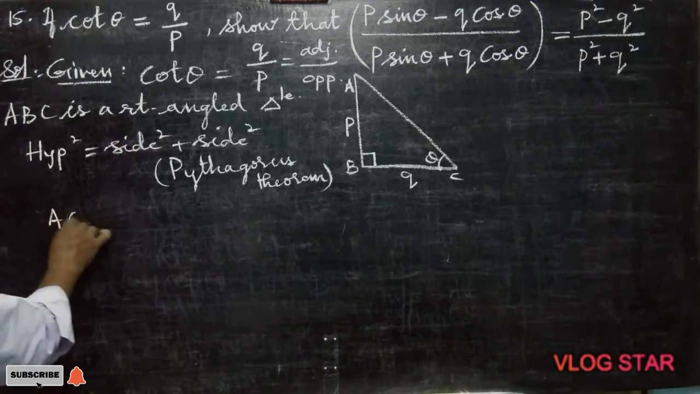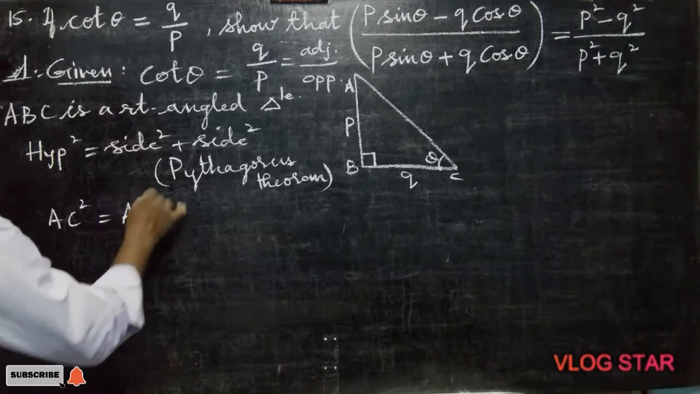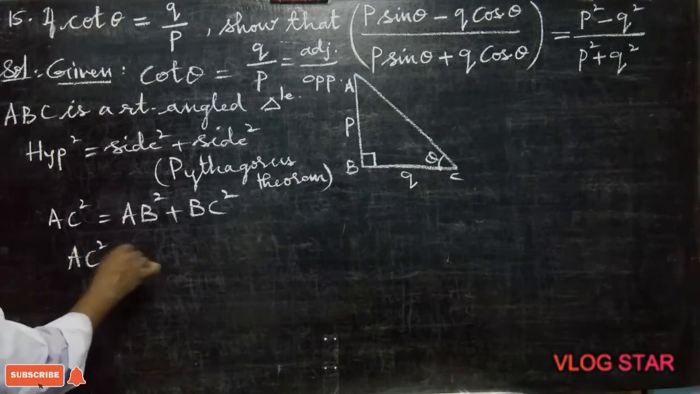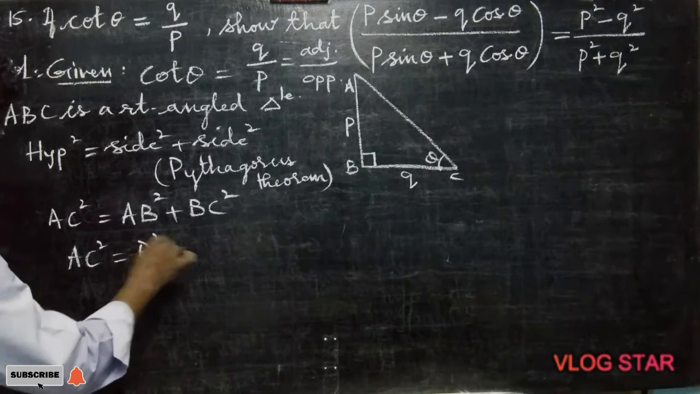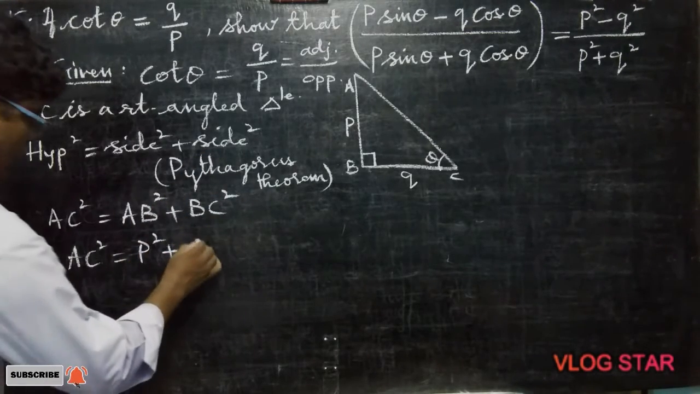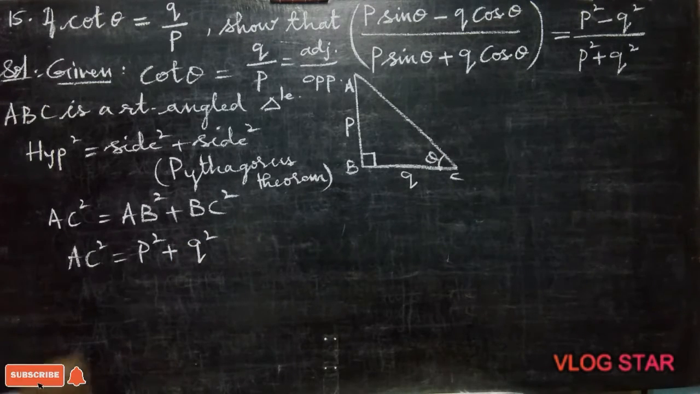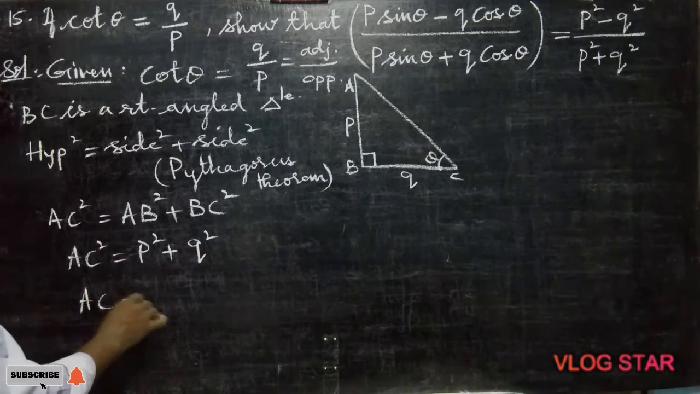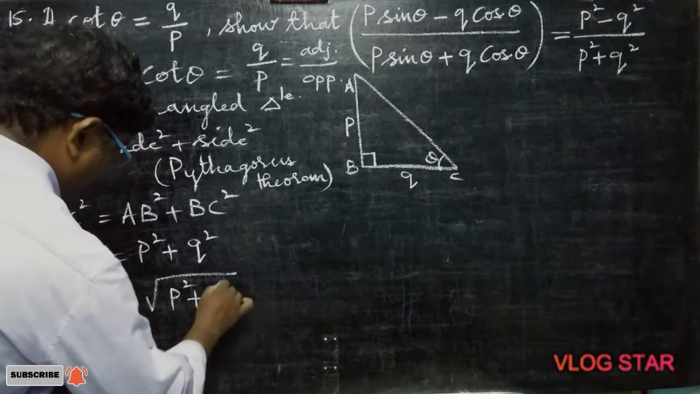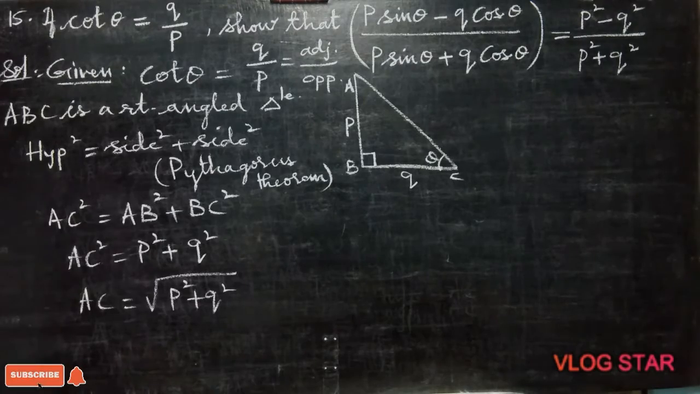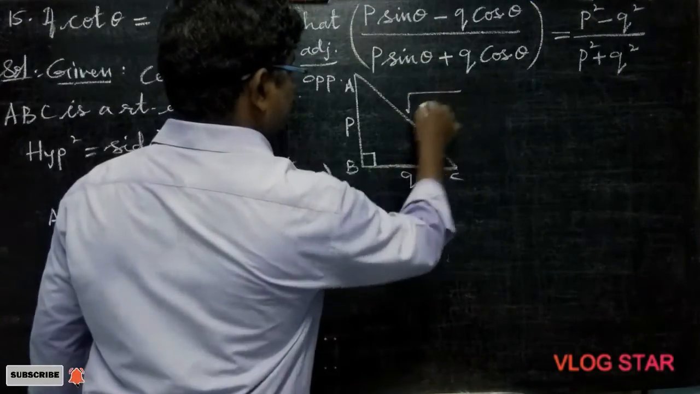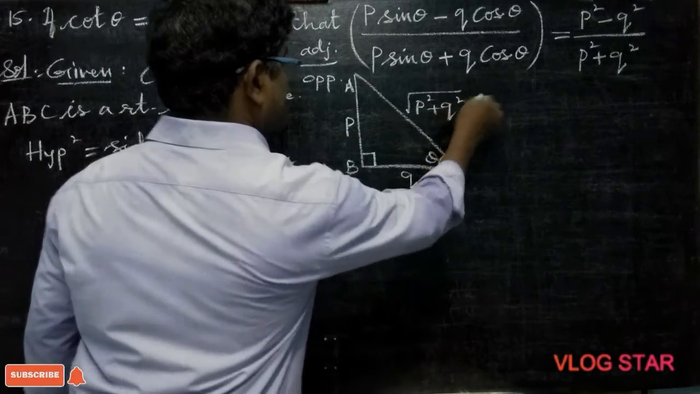Now AC square is equal to AB square plus BC square. What is AC? We don't know. So AC square. What is AB? P, so P square, and BC is Q square. So now AC is equal to square root of P square plus Q square. Are you able to follow? So we got the hypotenuse, square root of P square plus Q square.